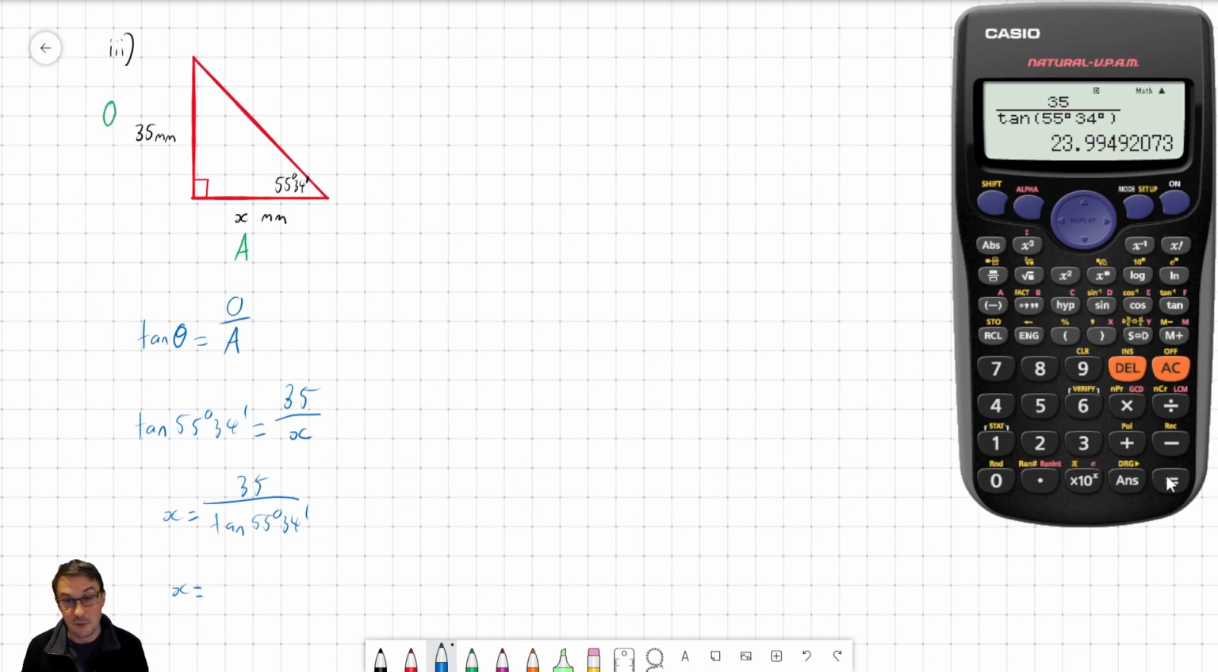23.9949. What I'm going to do is round this to the nearest whole number. So this is going to be 24. Okay, this is going to be millimeters. And in addition to this, I'll just make a note that this is to 0 decimal places in this instance.